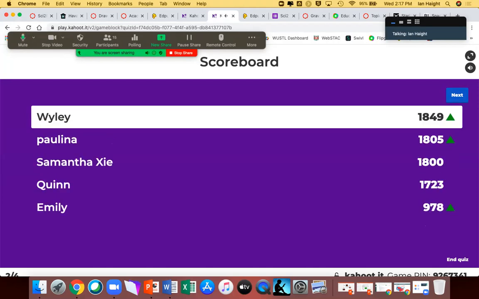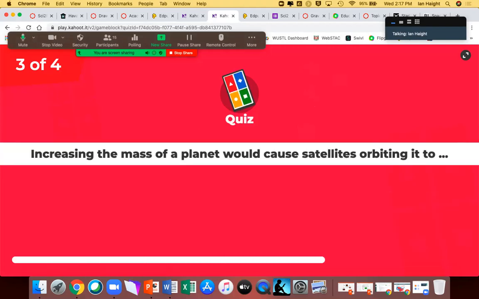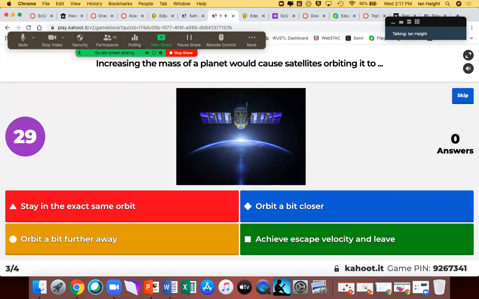All right, Wiley in the lead now. Here we go. Question 3. Increasing the mass of a planet would cause satellites orbiting it to do what? Relates to the homework that we did.